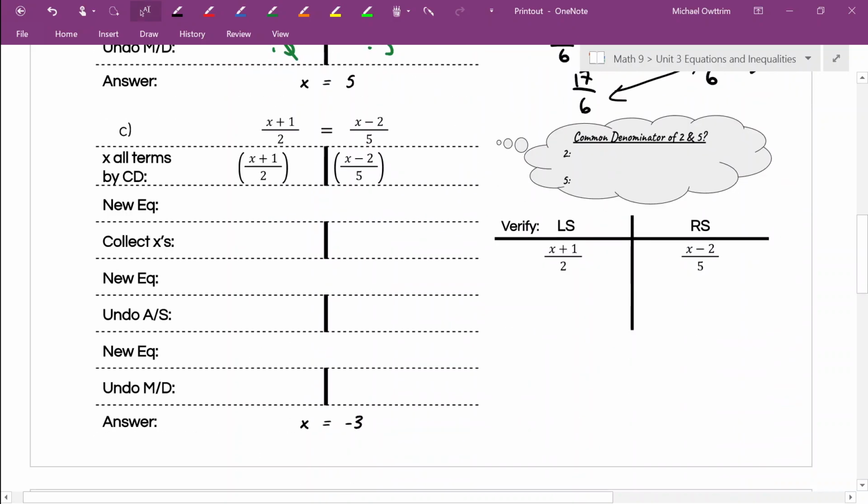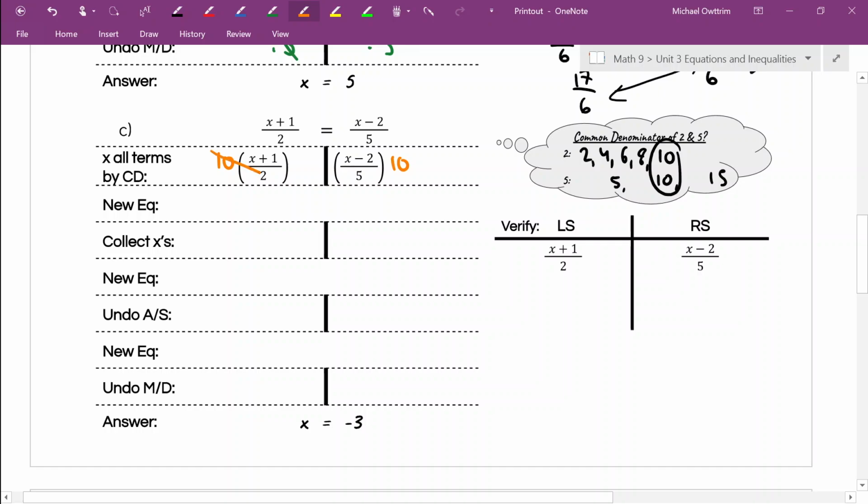The only thing different in question C is we do need to be careful about our brackets. We will still need to distribute in our values when we multiply into those brackets. So let's think about our common denominator first. Our multiples of 5 are 5, 10, 15, so on and so forth. The first one of those that's also a multiple of 2 is, of course, 10. So we're going to go ahead and multiply both sides of this equation by 10.